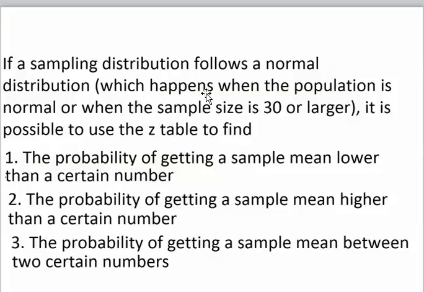If you're taking a small sample from a skewed population, then the sampling distribution actually isn't normal. The sampling distribution is skewed, and in that situation, it's not possible to calculate these types of probabilities.